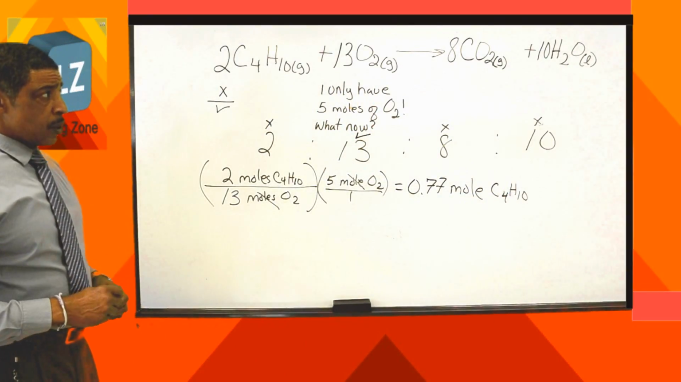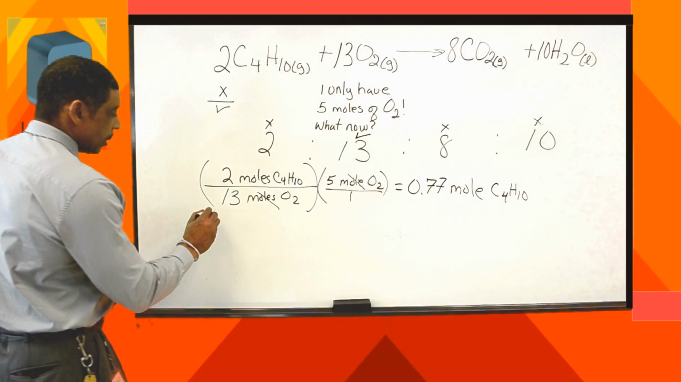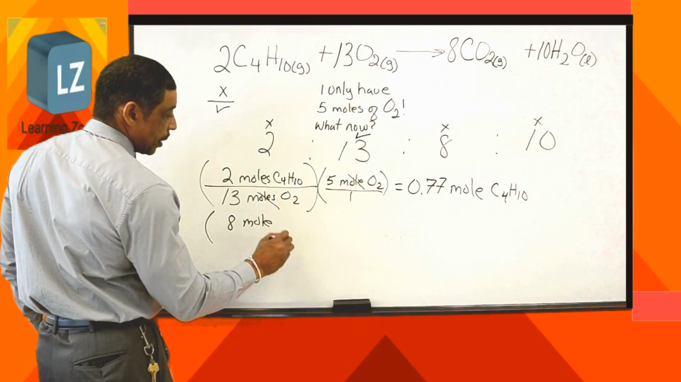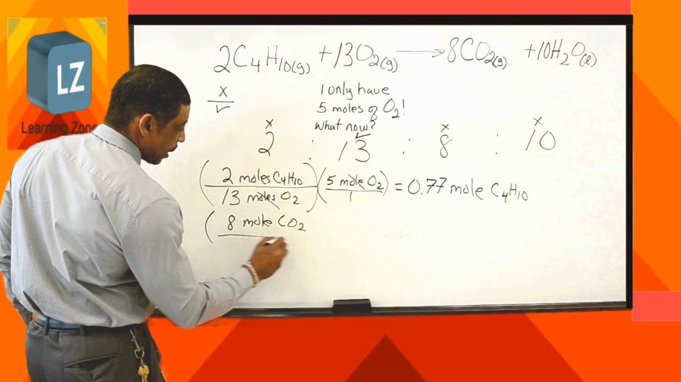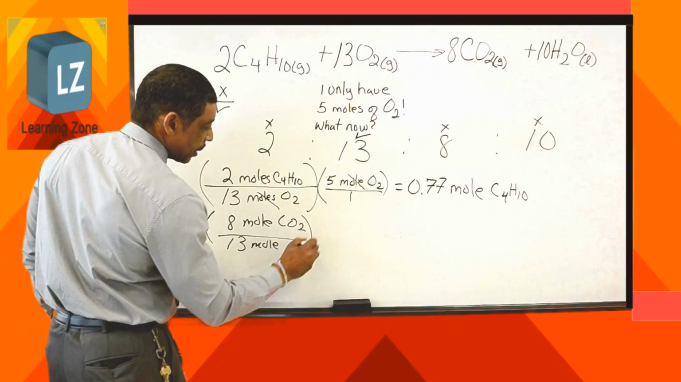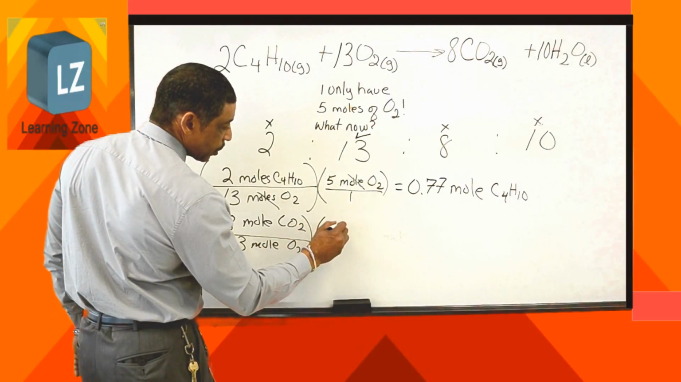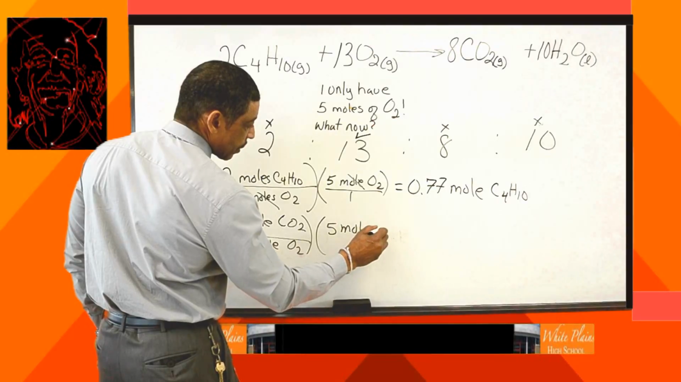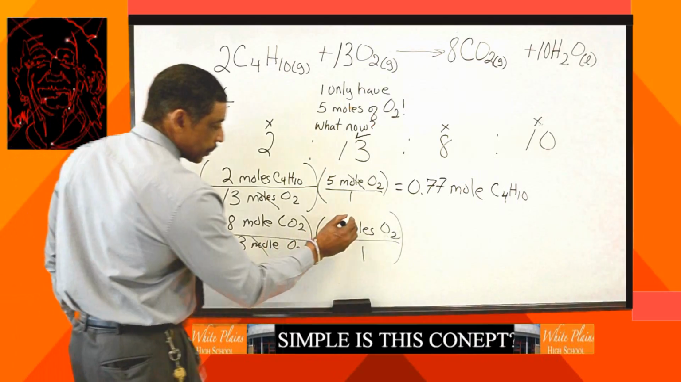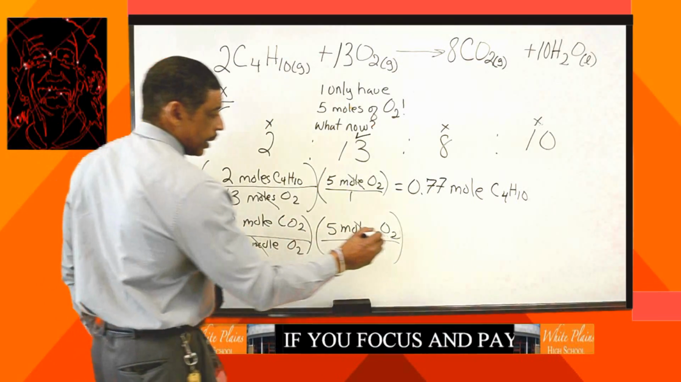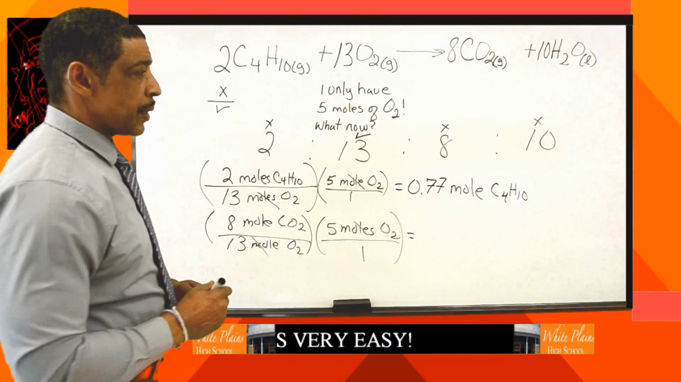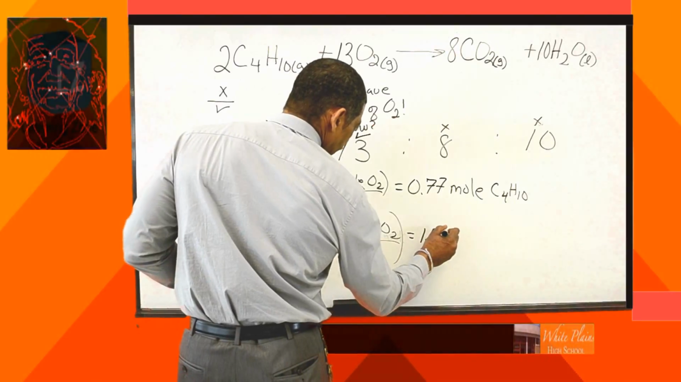To determine the number of moles of carbon dioxide gas produced, we do the same thing. Now we divide 8 moles of CO2 by 13 moles of O2. Multiply times the given, 5 moles of O2. Now, moles of O2 cancel again, and we're left with moles of carbon dioxide gas, and the number of moles of carbon dioxide gas produced will be 1.55 mole.